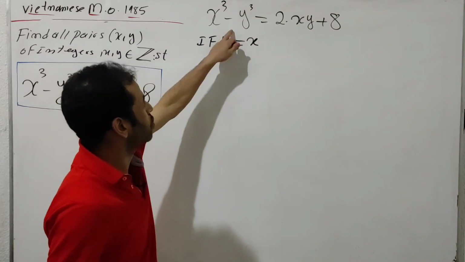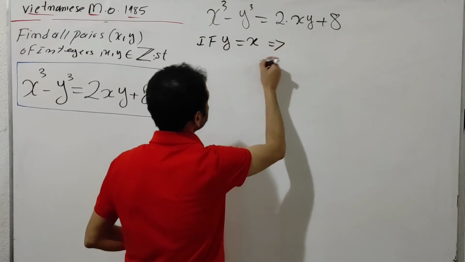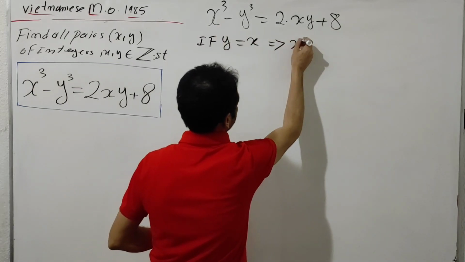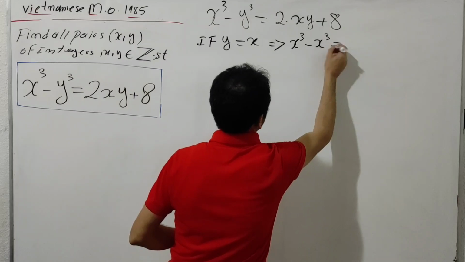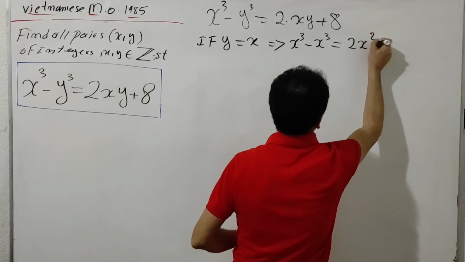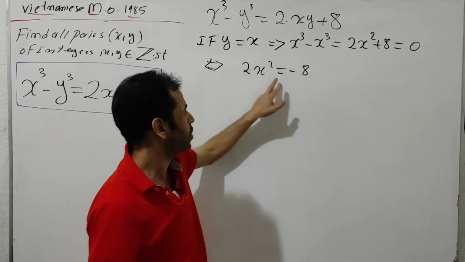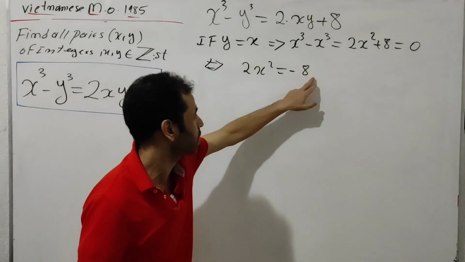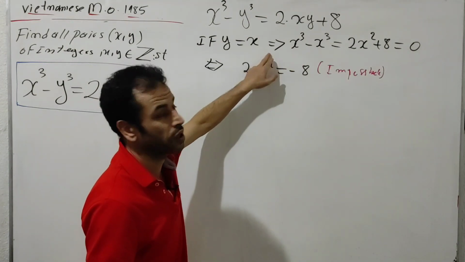I'm going to take this value and insert it into this equation to see what it gives us. Okay, I will have x cubed minus x cubed equals 2x squared plus 8, so 0 equals 2x squared plus 8. It's giving us a left hand side of this equation that is 0, but the right hand side of this equation is positive, which is impossible. That means we don't have equality here.